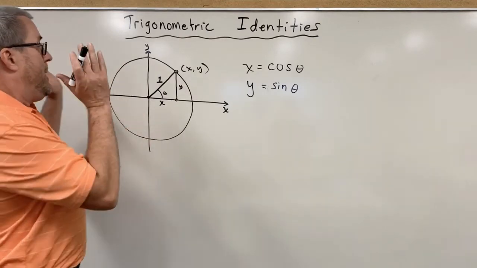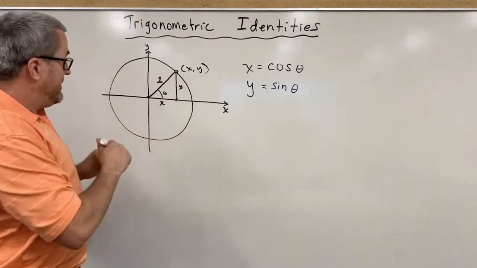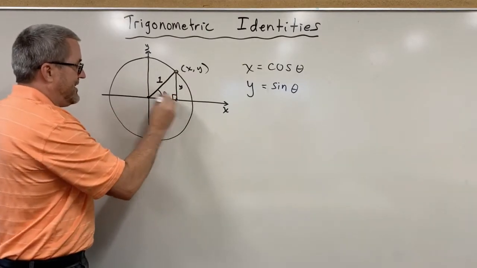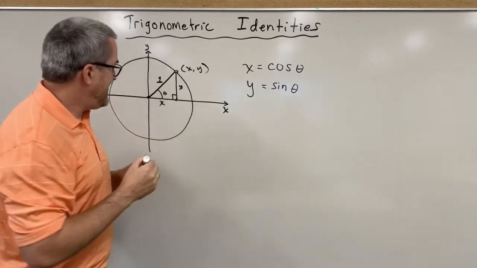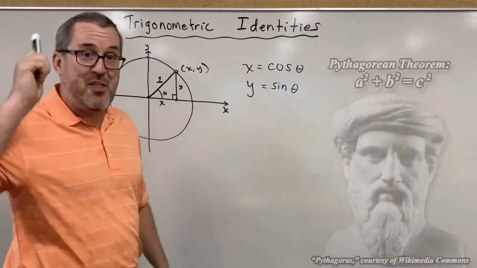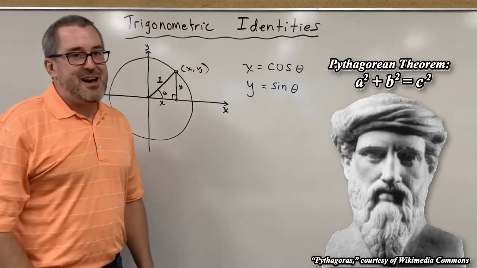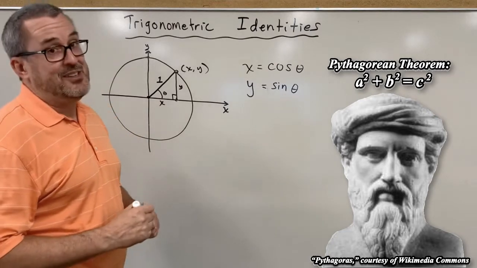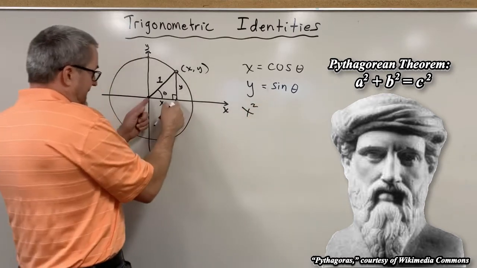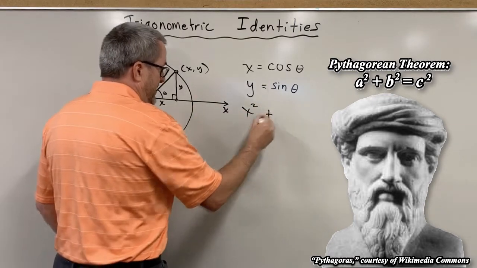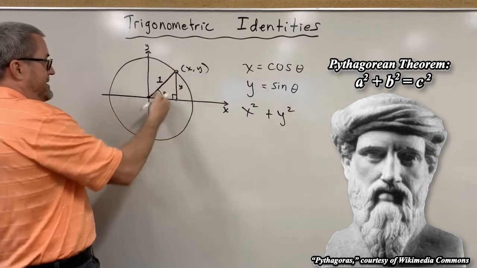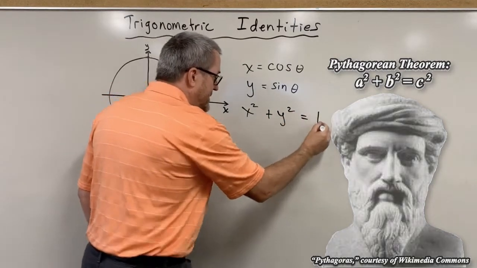Now, what I want you to focus on for this particular video is the nature of this. We have a right triangle. And when you have a right triangle, there's a very famous theorem. You've probably heard of it. It's called the Pythagorean Theorem, named after the Greek mathematician Pythagoras. And the Pythagorean Theorem says this: x squared, this leg of the right triangle squared, plus y squared, that vertical leg squared, is equal to the hypotenuse squared.